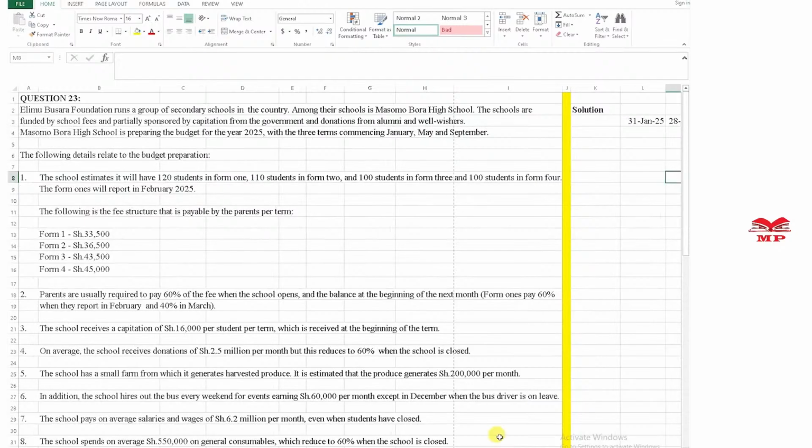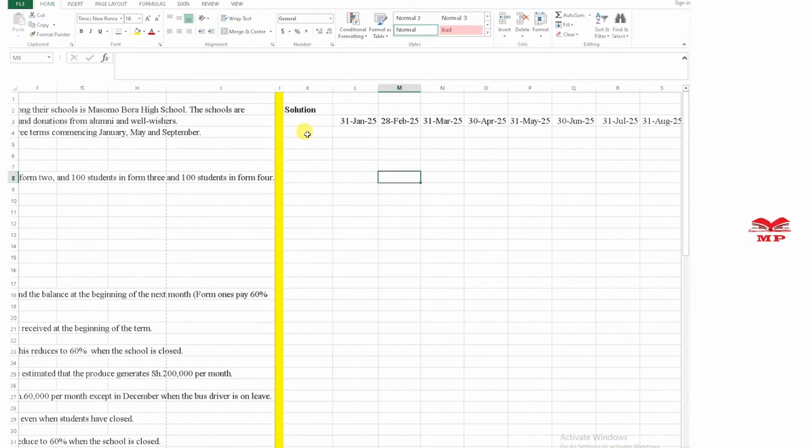So once we have that, then we can proceed to look at the information that is given to us over here. We'll need to analyze point number 1 together with the fees. Point number 1: the school estimates it will have 120 students in Form 1, 110 students in Form 2, 100 students in Form 3, and 100 students in Form 4. The Form 1s will report in February 2025. So here, we've not been told, I'm just preparing this as at the end of the month, but obviously if they report in February, it's the 1st of February 2025. So allow me to use that format over here.